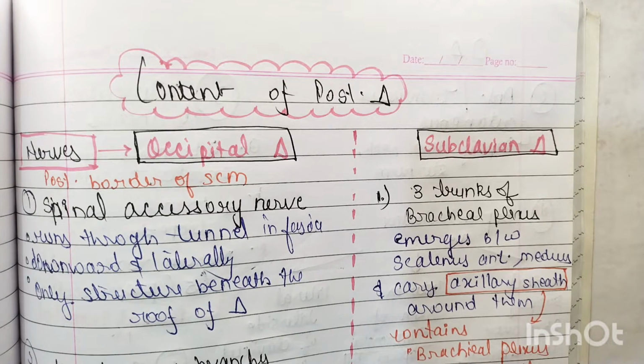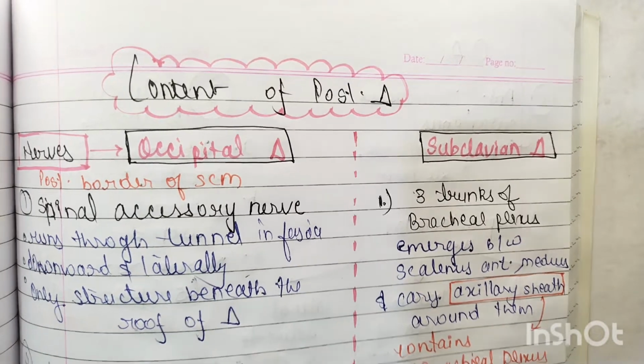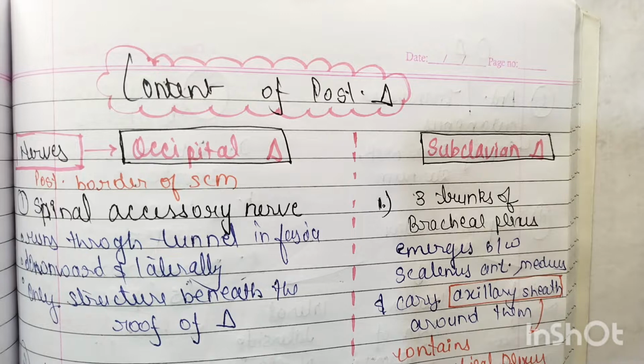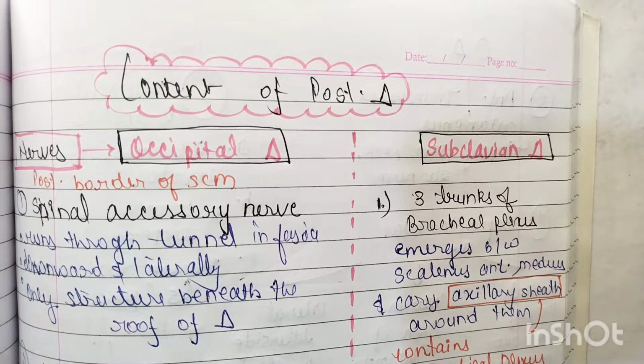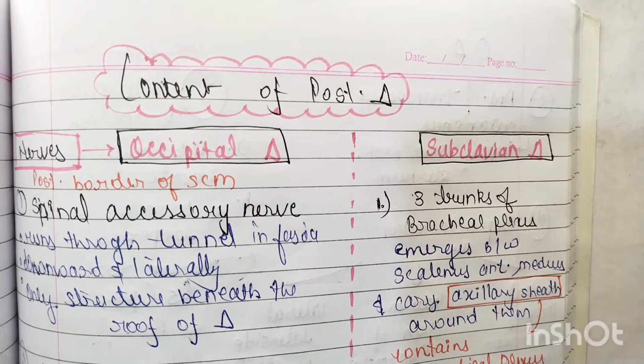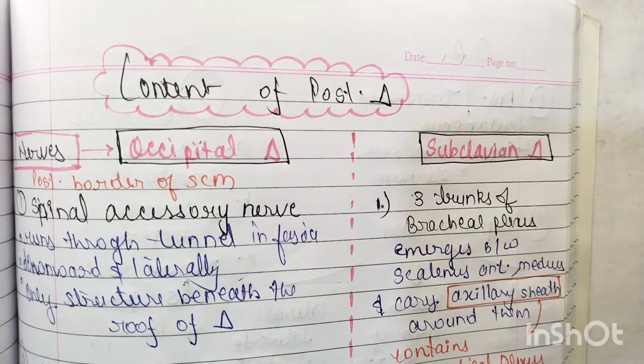In this video we are going to discuss the contents of the posterior triangle. In the last video we discussed the introduction to the posterior triangle, its borders, its roof and its floor. Now this is part 2 of the posterior triangle, and we are going to discuss its contents, that is nerves, arteries and lymph nodes.